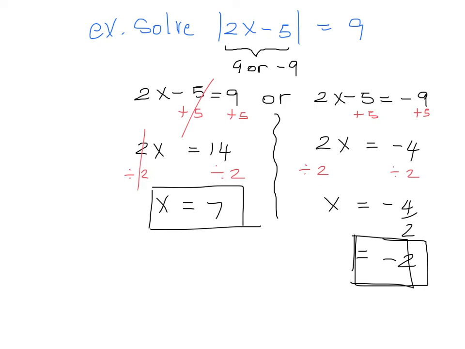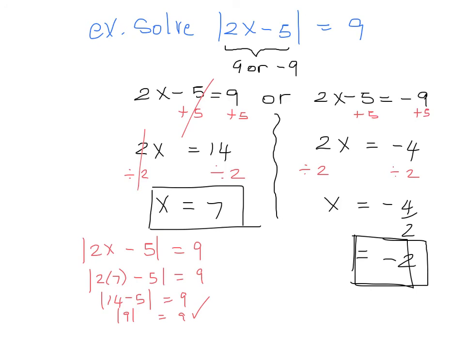Which means that both should work in our original equation. So in the spirit of being very cautious, let's check both answers. Let's start off with our 7. Our original equation was the absolute value of 2x minus 5 is equal to 9. So 2 times 7 minus 5, absolute value, should give us 9. 14 minus 5, absolute value, is absolute value of 9, which does give us 9.